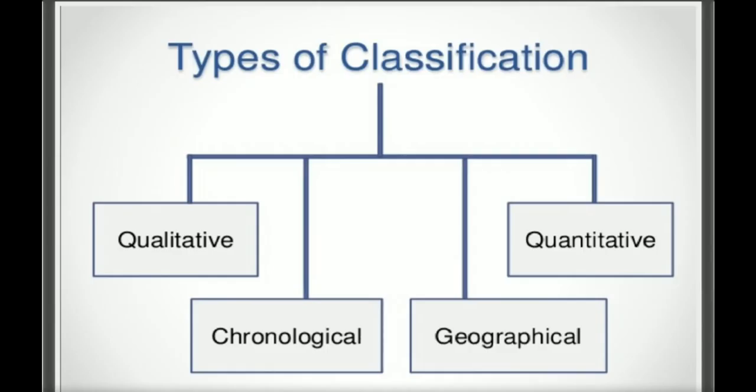Types of classification. The groups or classes of a classification can be formed in various ways. Instead of classifying your books according to subjects, history, geography, mathematics, etc., you could have classified them otherwise, in an alphabetical order, or you could have also classified them according to year of publication. The way you want to classify them would depend on your requirement. Qualitative, quantitative, chronological, and geographical are the important types of classification.